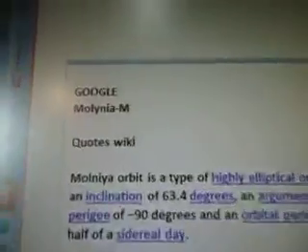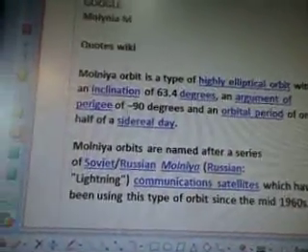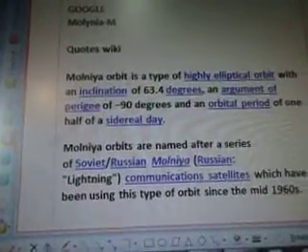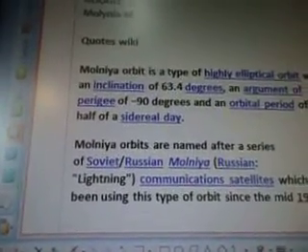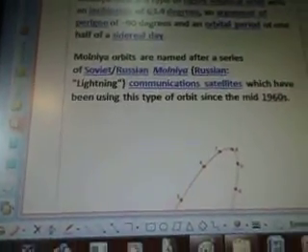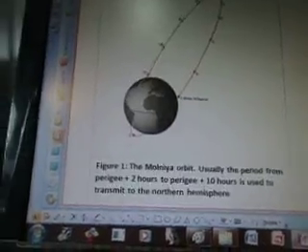So I'm going to Google "Molniya", and quotes from Wiki: Molniya orbit is a type of highly elliptical orbit with an inclination of 63.4 degrees, an argument of perigee of minus 90 degrees, and an orbital period of 1/2 of a sidereal day. Molniya orbits are named after a series of Soviet-Russian Molniya (Russian for lightning) communication satellites, which have been used this type of orbit since the mid-1960s. So there's a graph of the actual orbit that they use around the Earth.